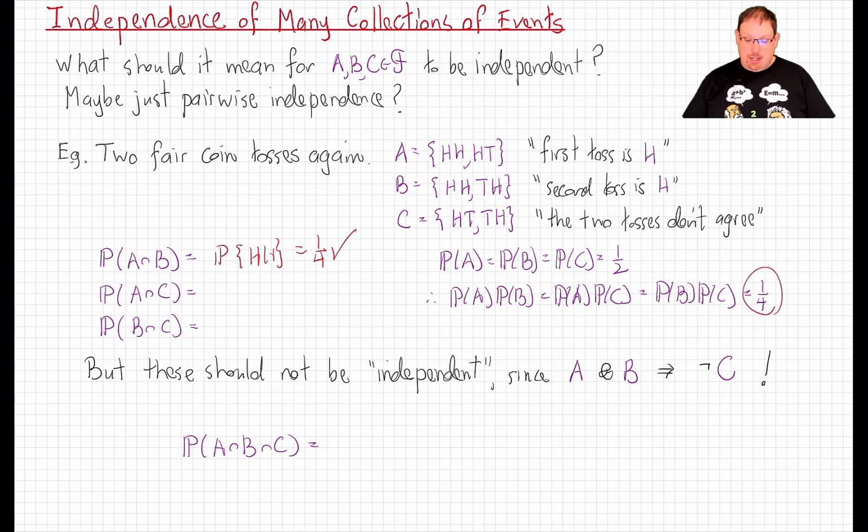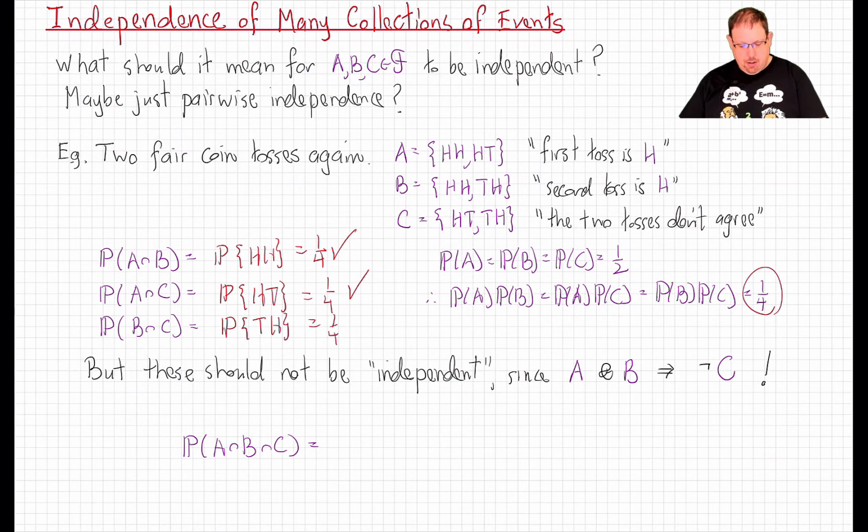How about A intersect C? That's the event that the first toss is heads and the two tosses don't agree, which means that the second toss is tails. And so this is the probability of the single event heads-tails, which again is 1/4. Good. And B intersect C is the event that the second toss is heads and the two don't agree, therefore the first is tails. So this is the probability of the singleton tails-heads, which is also 1/4. And we see that these three events, A, B, and C, are pairwise independent.